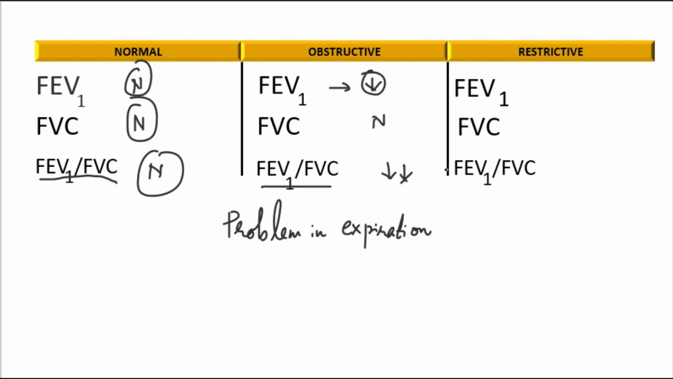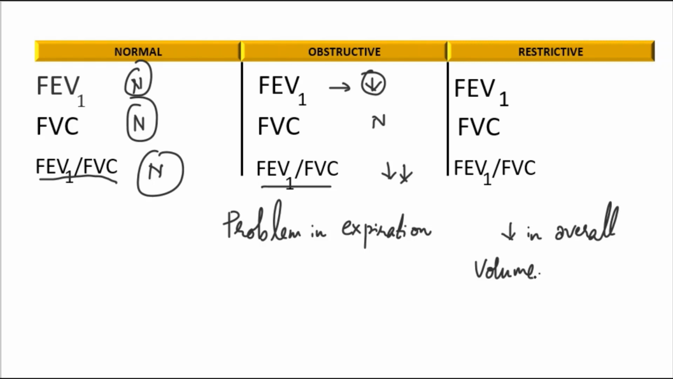So what happens in restrictive disorders? In restrictive disorder, there is no problem in expiration, but the problem is in the volume of gas that you are inspiring. There is a decrease in overall volume.